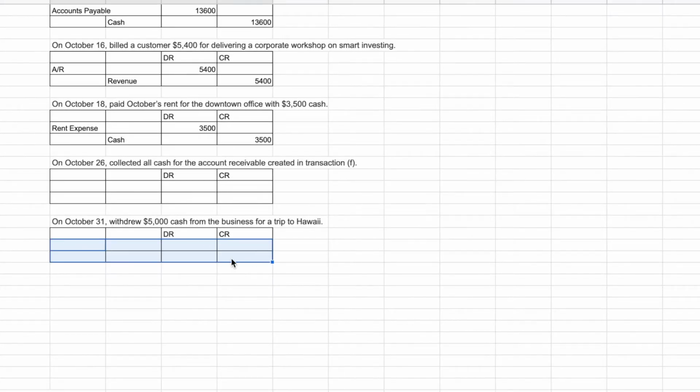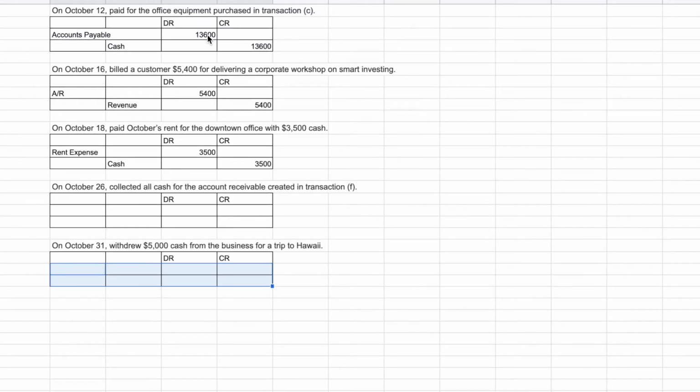On October 26th, he collected cash for accounts receivable created in transaction F. So transaction F is up here, where there was accounts receivable and revenue. So basically, there's $5,400 coming in. So we're getting cash of $5,400, which is a debit. And the accounts receivable is being reduced, so that will be a credit to accounts receivable by $5,400.